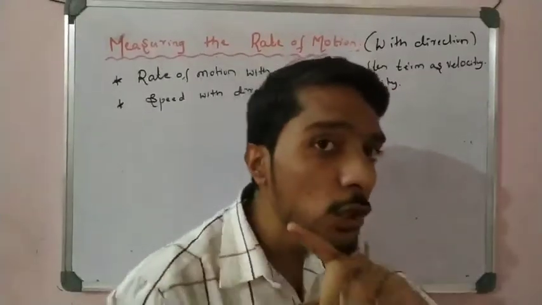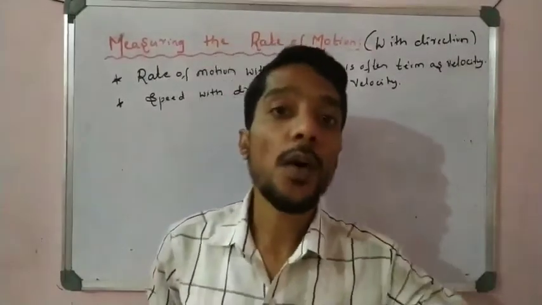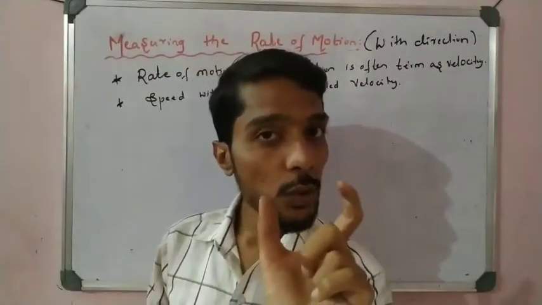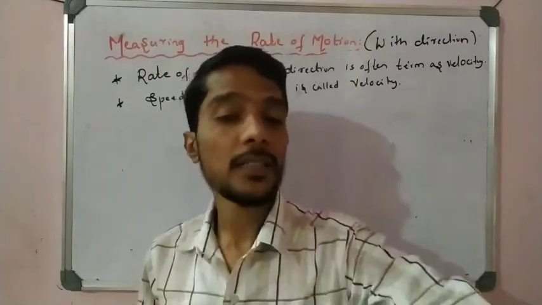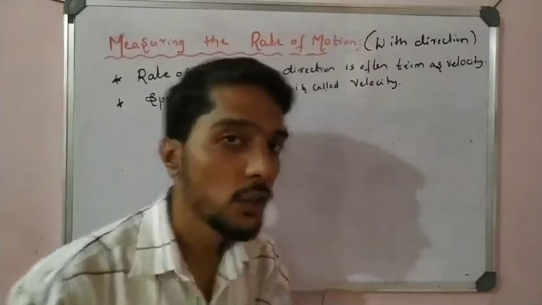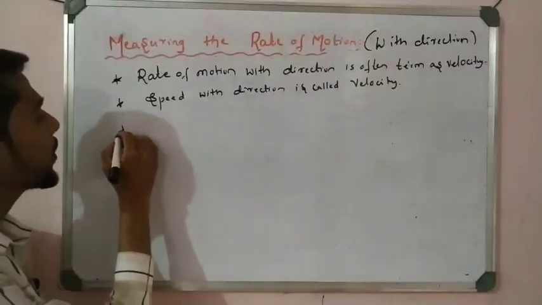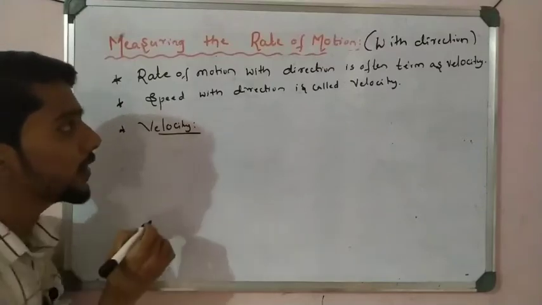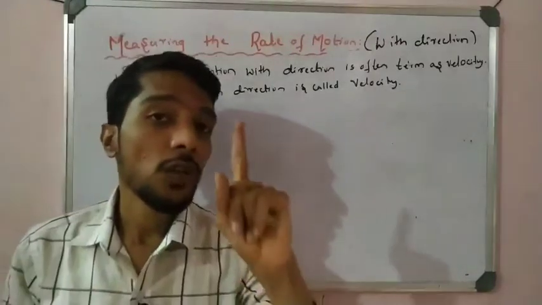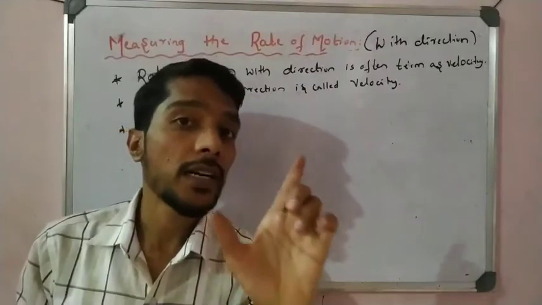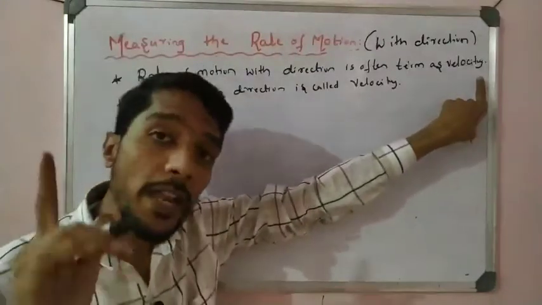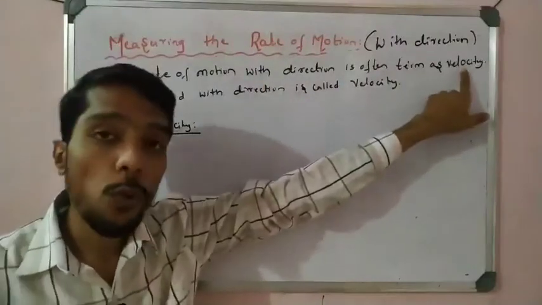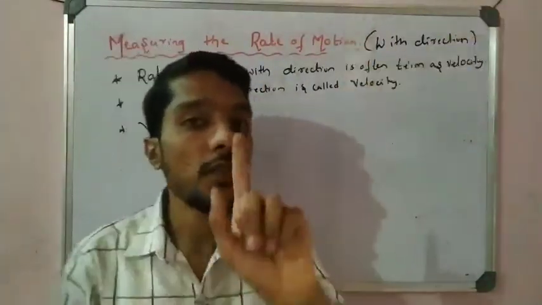If I provide direction to the speed, then that is not speed, that is now velocity. If there is no direction, it is speed. Right students? So now I can define velocity. Here direction is there, so it is a vector quantity. Velocity has magnitude and also direction, so it is a vector quantity.